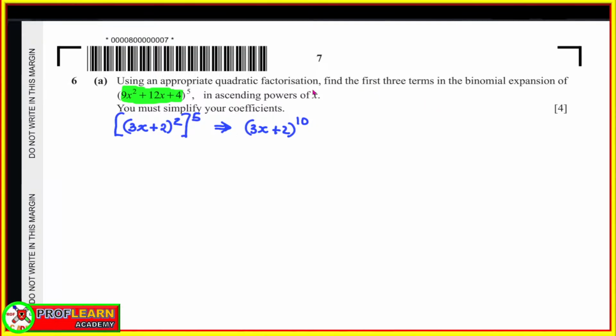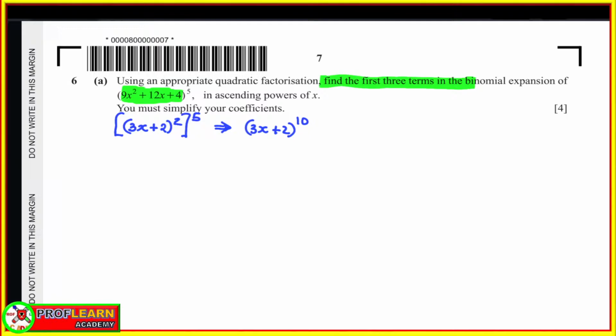And then we are being told to use ascending powers of x, and simplify your coefficients. So find the first three terms in this question. We're supposed to find the first three terms.